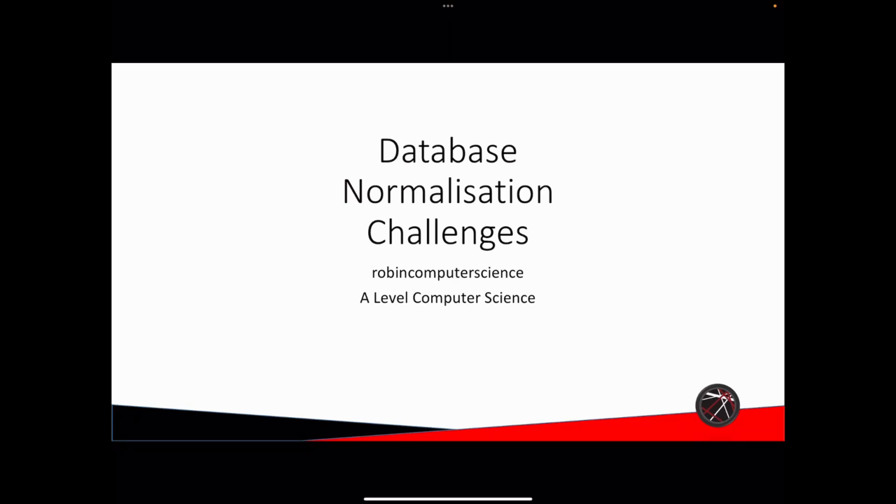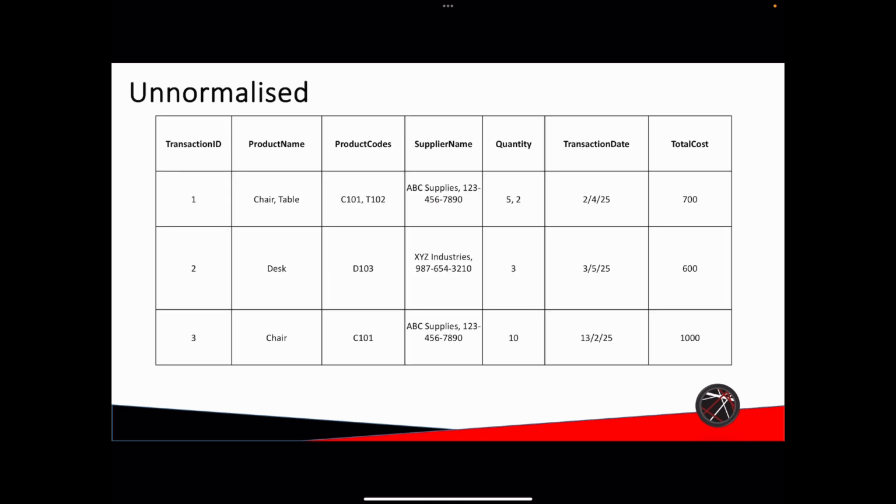Hi, Robin here, going to look at database normalization, and I've got a few challenges for you here to see if you can do them. So let's have a look first of all at just an example. So we've got unnormalized data here.